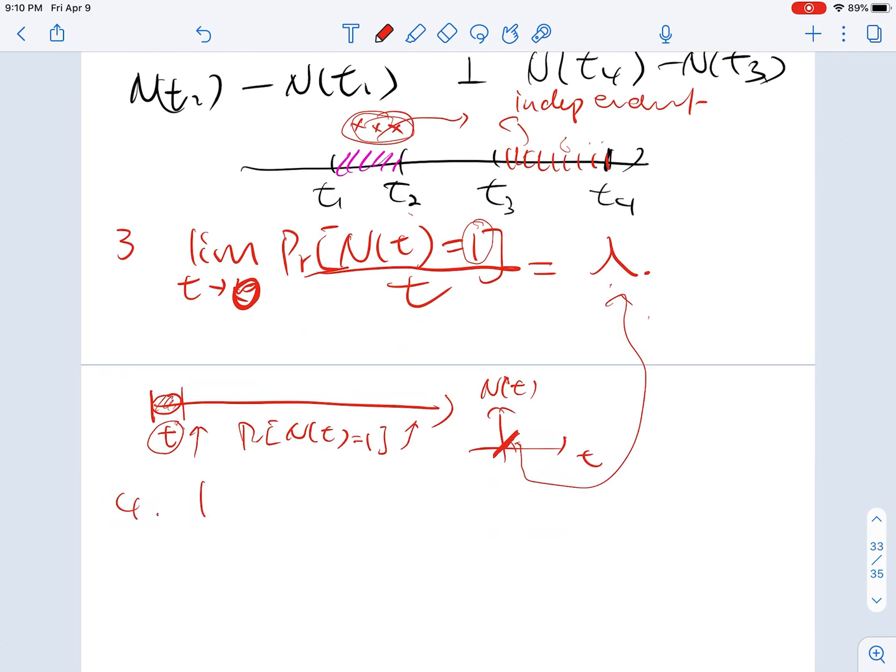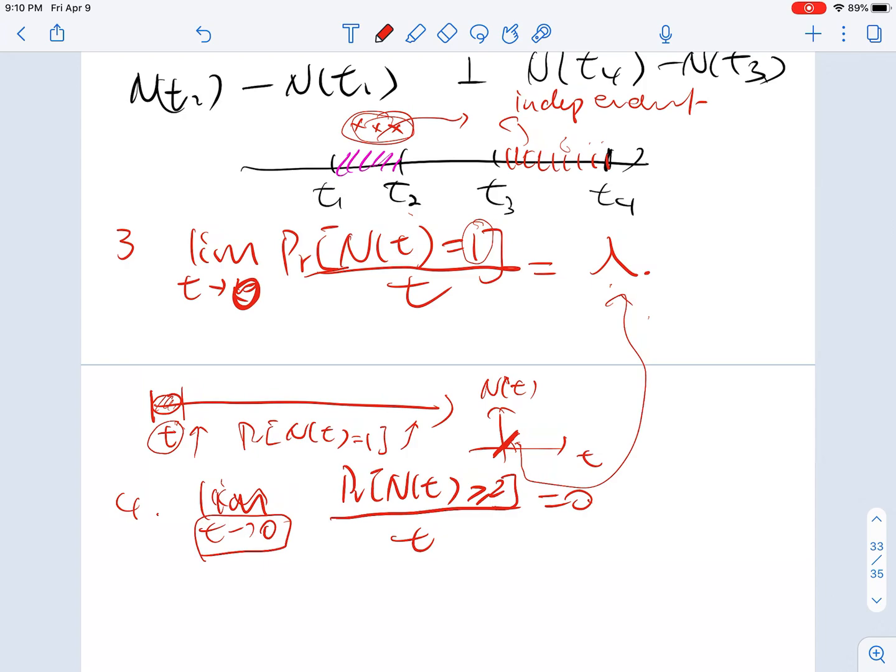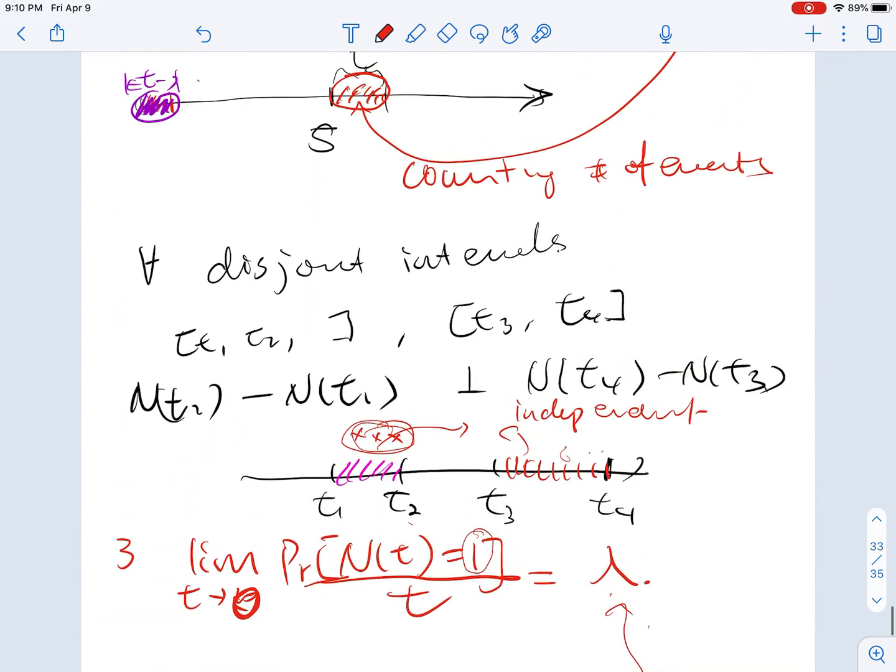So now the fourth property is that the limit as t tends to 0 of the probability that N(t) is greater than or equal to 2, divided by t, is 0. It says that so long as t is small, it's very unlikely that within the same very small interval, two events happen at the same time. Right. So actually, these four properties are sufficient.